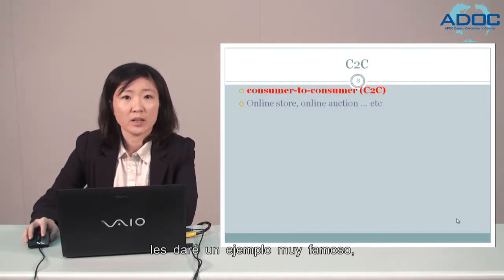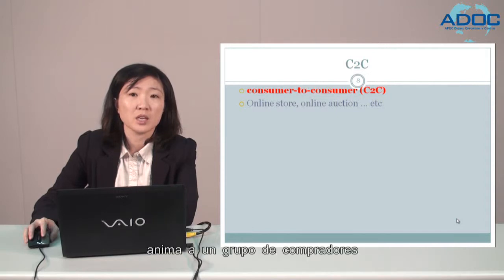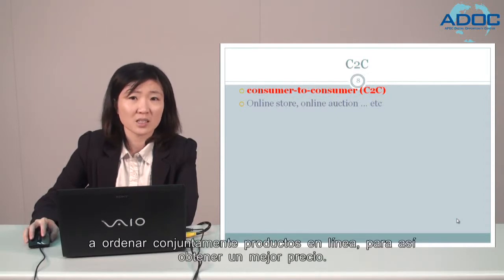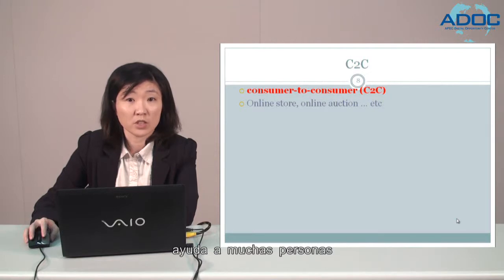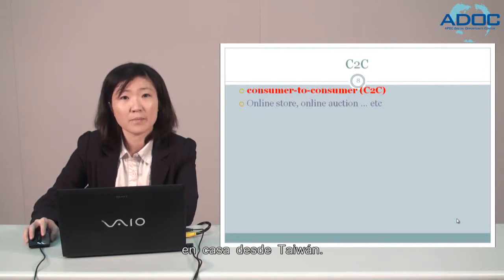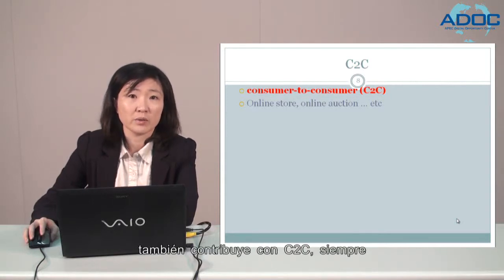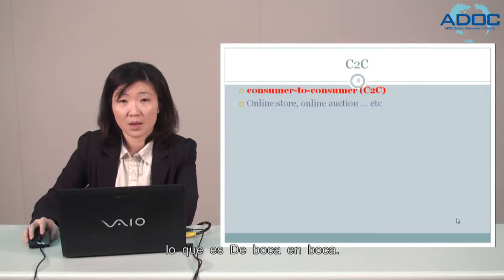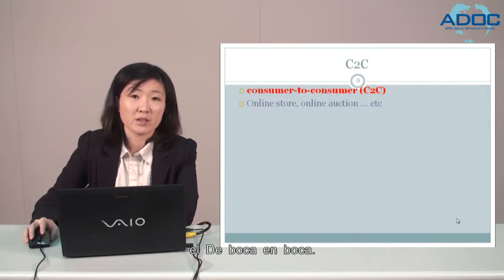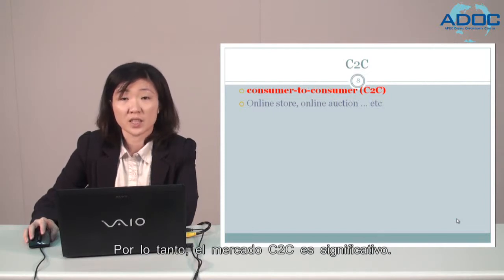Now I give everyone a very famous example. I think everyone knows Groupon.com. Groupon.com encourages a group of buyers to order products online together to get a better price. This group buying behavior helps many individuals, remember it's individuals, earn much money by working at home in Taiwan. Therefore, we can see Groupon.com also helps C2C as long as the individual seller has a good reputation on the internet, which is word of mouth. We will talk about this later. Actually, it's the reputation.